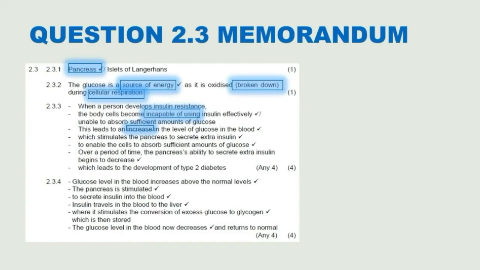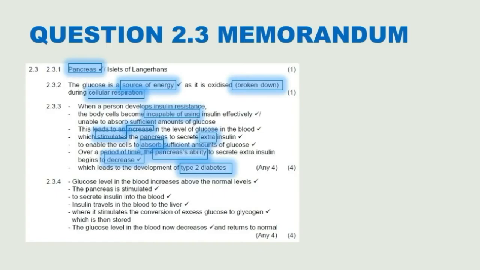So this increases the amount of glucose in the blood, and then it will stimulate the pancreas to secrete extra, even more insulin. This will then allow the cells to absorb a sufficient amount of glucose, but over a long period of time, the pancreas loses its ability to secrete extra insulin. So that will then develop into type 2 diabetes. And this entire paragraph was given in the extract, so you just had to copy it.